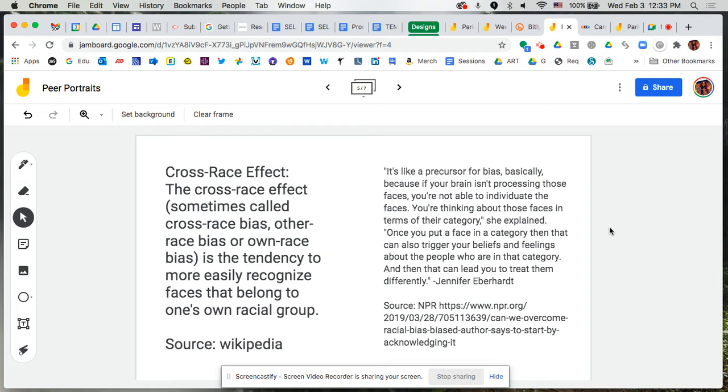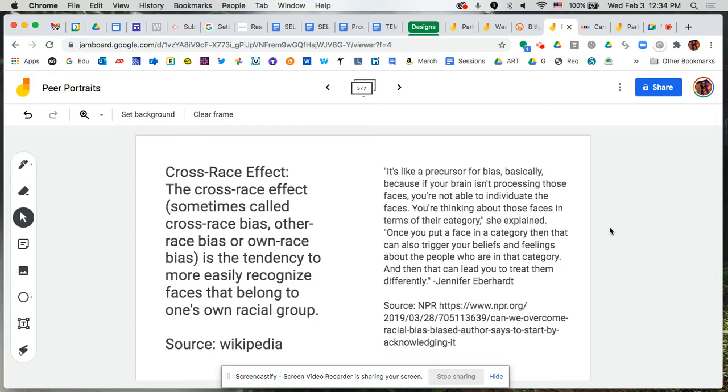What you see also on my screen is where it says cross-race effect. And I wanted to share this example because it is a way in which I use Jamboard that is probably different from a lot of ways that Jamboard would normally be used. But when we look at issues that we face in relation to bias and racism and stereotyping, to me, this tool became really handy as a way to do an activity that I call peer portraits, as a way to tackle what's called cross-race effect and, of course, stereotyping and bias as well as racism.